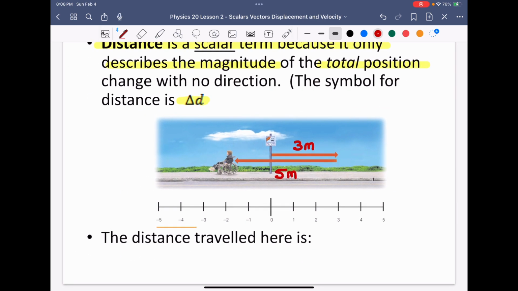Now, what we're going to do is formalize this down below. The change in distance, or the total distance traveled, is going to be equal to 3 meters plus the 5 meters that the person goes back left. This equals a total of 8 meters in their journey, and we're good to go.